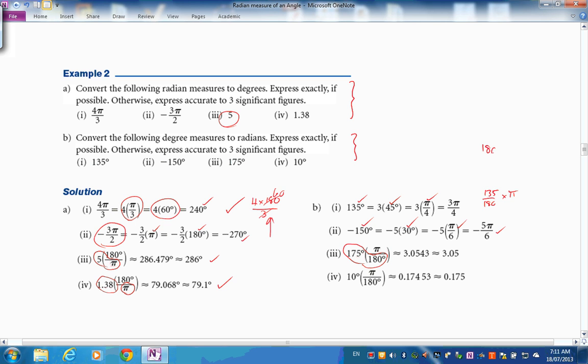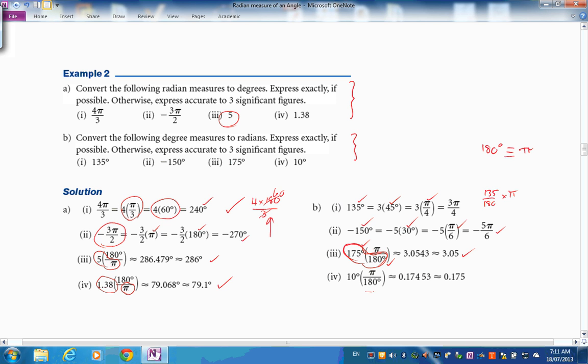Remember, 180 degrees is equivalent to pi radians. So if you've got 175 degrees, you want that portion of 180 then times by pi, and 3 significant figures, because this doesn't go exactly there.